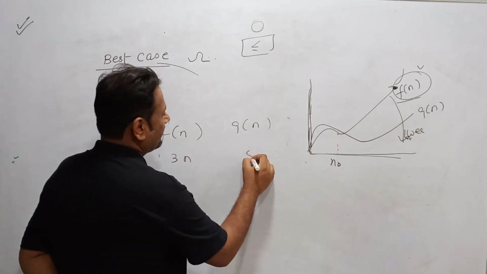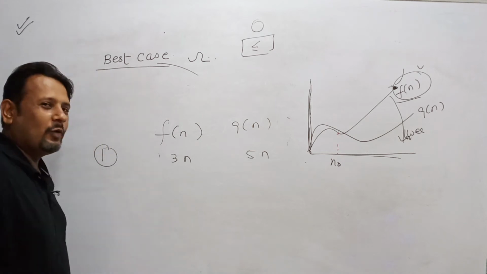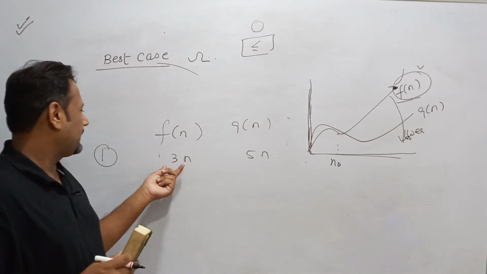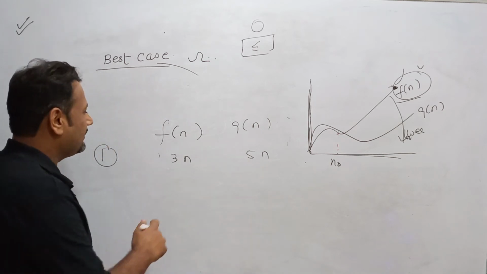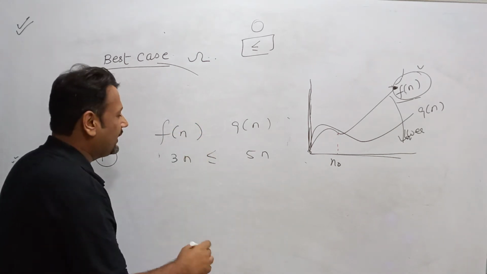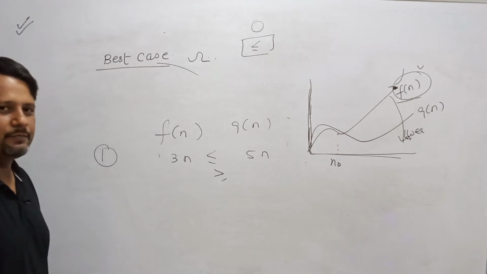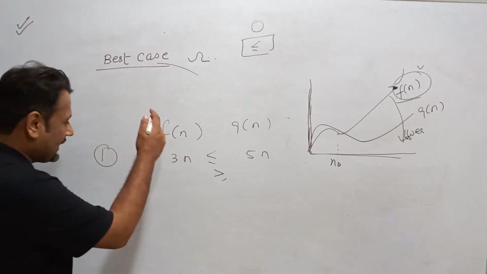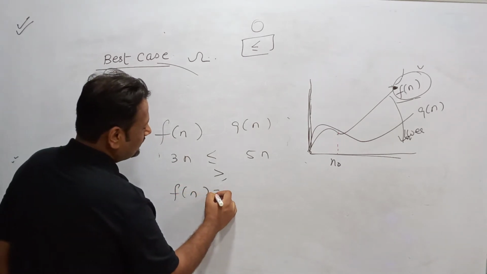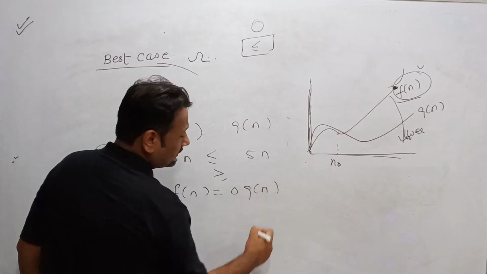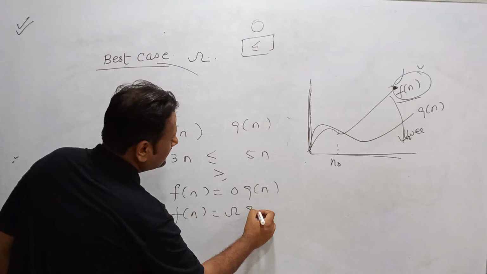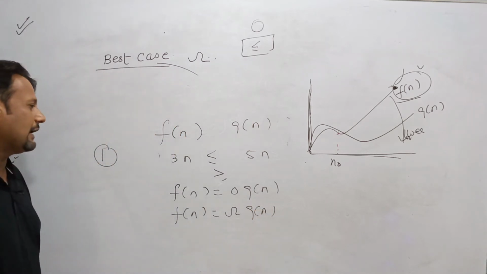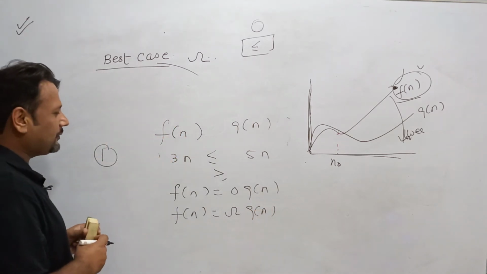3n, 5n. One more thing is important. Whenever you are comparing same order complexity, this can be proved as well as this can be proved. Both are possible. That means I can write f(n) is equal to big O of g(n). This can also be proved. f(n) can be written as omega of g(n). We have seen with one example. Both are possible. How come this is possible?